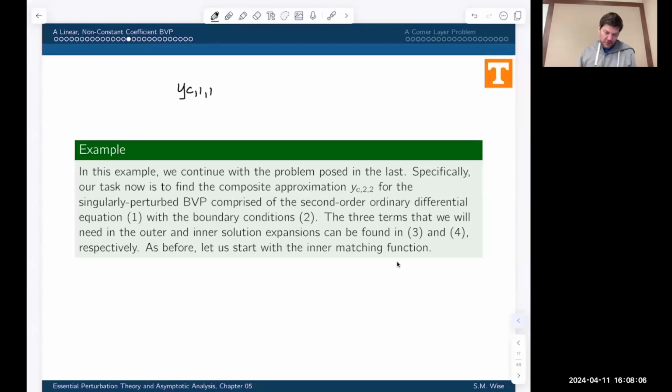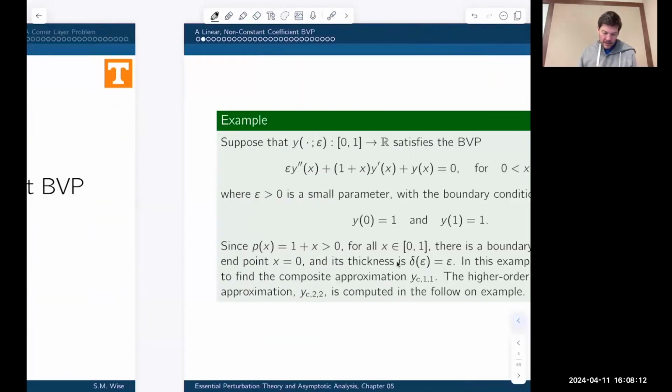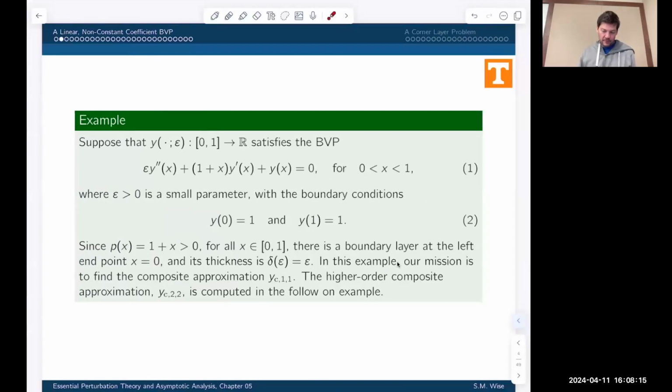So let's go back. And here's the problem that we're solving. It's a second order linear non-constant coefficient ODE. It's singularly perturbed. There's an epsilon multiplying the highest order term. Of course, if epsilon is equal to 0, that's kind of the limiting case. Then we get a first order ODE and two boundary conditions, and so that's why we call it a singular perturbation problem. It can't satisfy both boundary conditions if it's a first order problem.